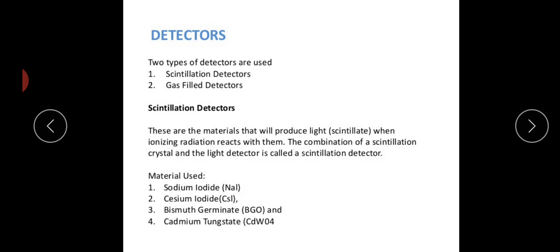Detectors. There are two types of detectors used in CT. The first is the scintillation detectors and the second one is the gas filled detectors. Let us talk about the scintillation detectors. These are the materials that will produce light or scintillate when ionizing radiation reacts with them. The combination of the scintillation crystal and the light detector is called the scintillation detector. Materials used are sodium iodide, cesium iodide, bismuth germanate, and cadmium tungstate.